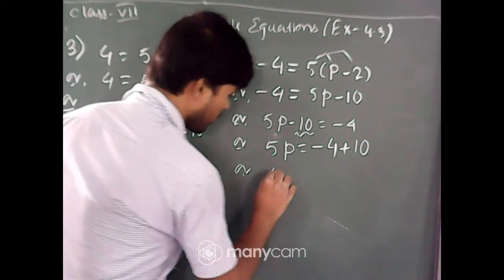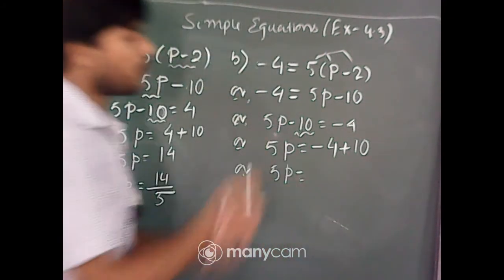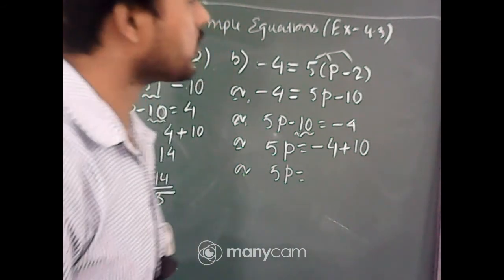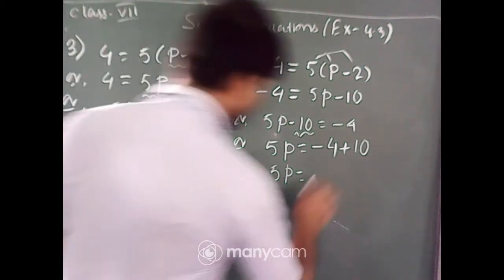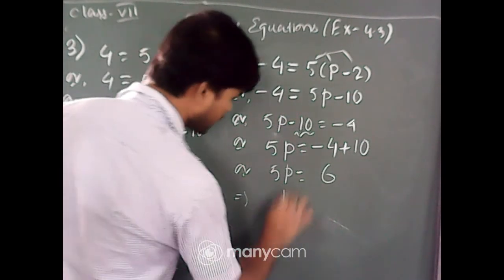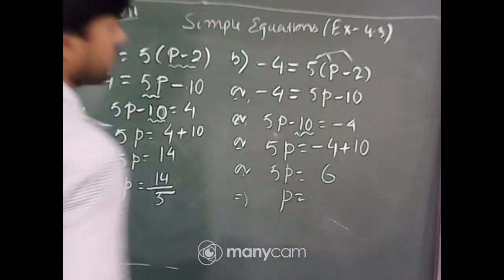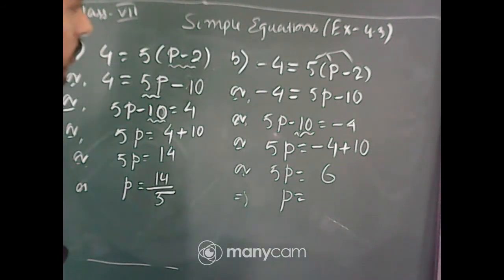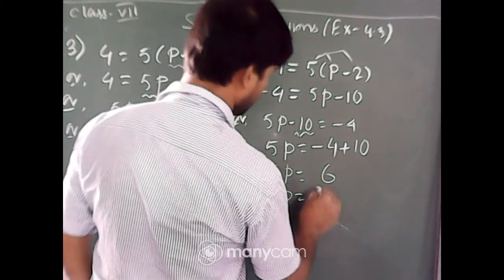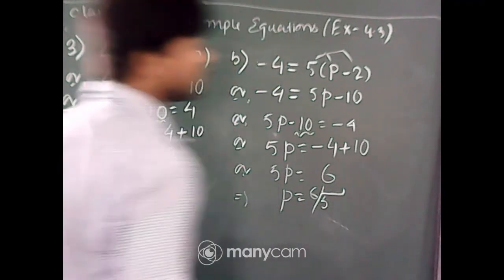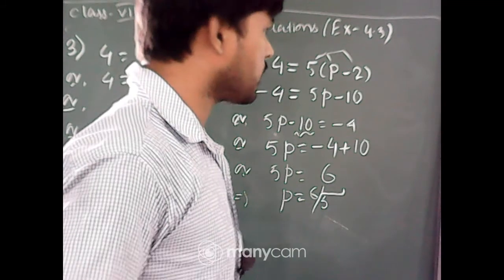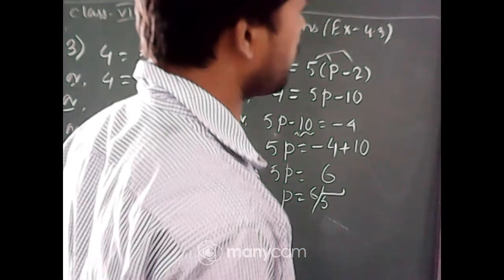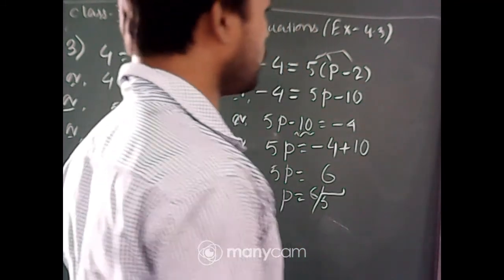That means 5p is equal to, now tell me, minus 4 plus 10, what will be the result? Minus 4 plus 10, yes, that is plus 6. So 5p equal to plus 6, so what is the value of p? I hope you can do it by yourself. Yes, that is 6 by 5. Hope you don't have any problem. Yes, p equal to 6 by 5. Very good.